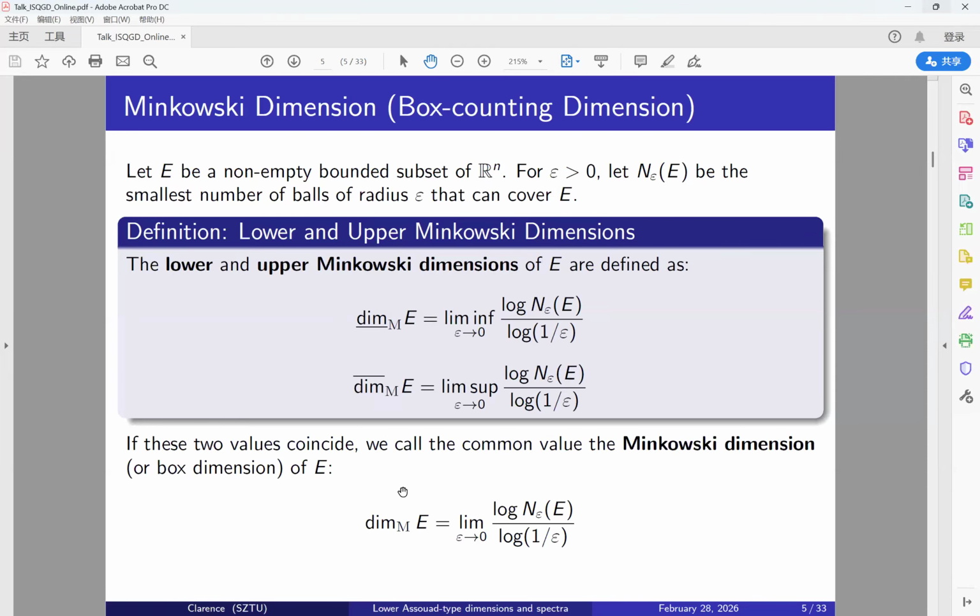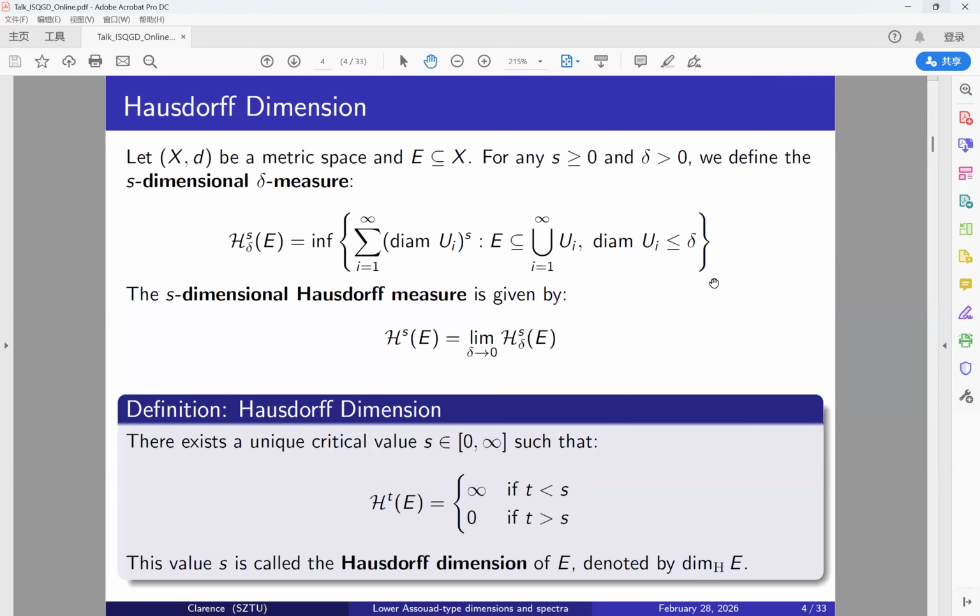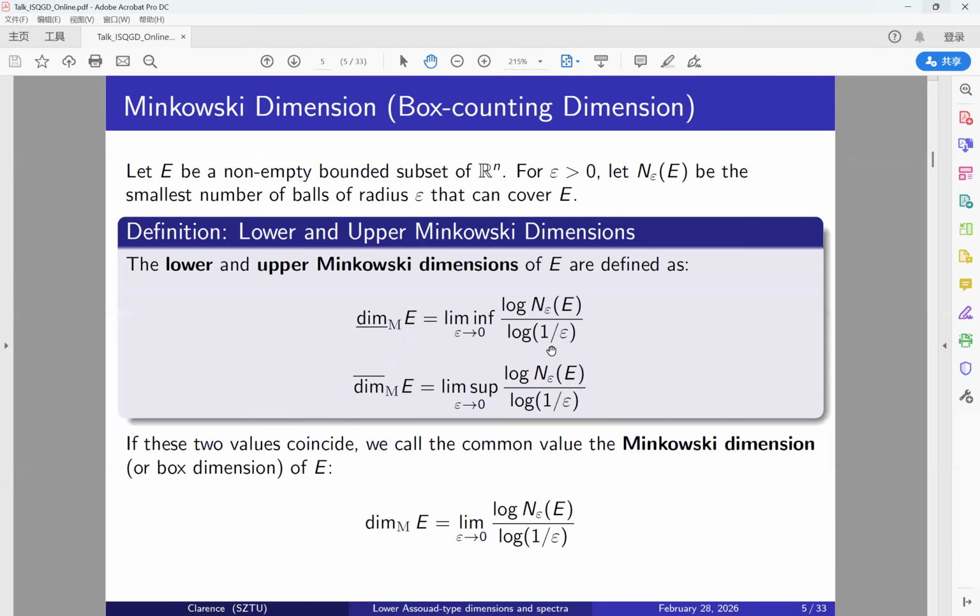One thing we should be clear about is that as for Hausdorff dimension, we do not have strong restrictions on the diameter. For the Hausdorff measure and Hausdorff dimension, it just says the diameter is no more than delta, and that's fine. But as for the Minkowski dimension or box dimension, the choice of the diameter is strongly restricted to the value of epsilon. So this could be the main difference.